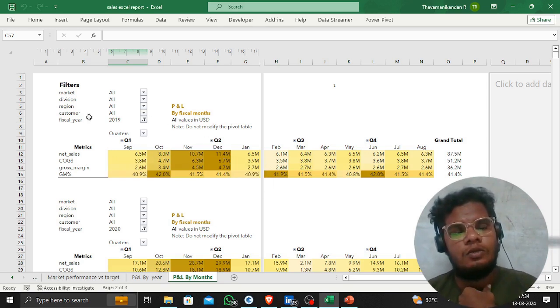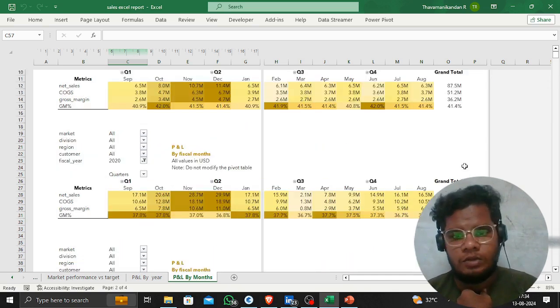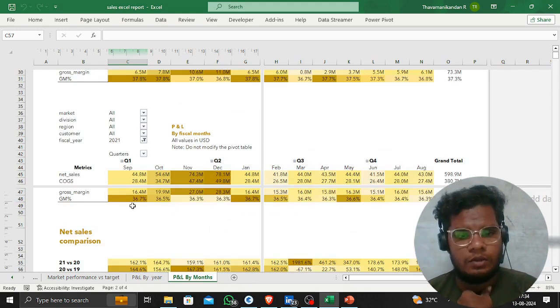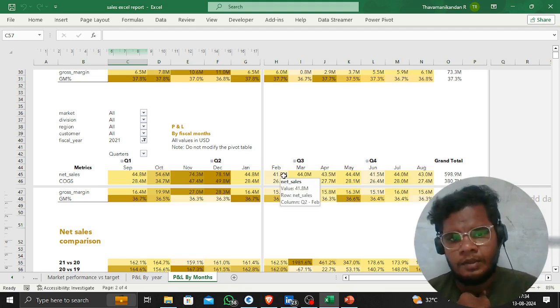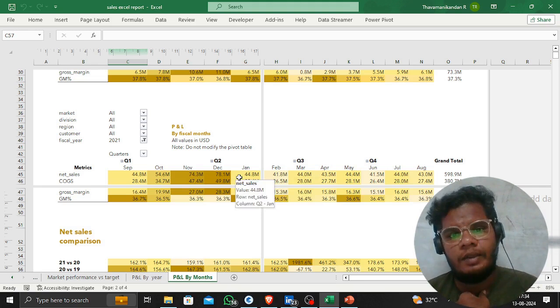Here it's the 2019 profit and loss statement, and this is 2020 and this is 2022. For example, we take 2021. In 2021, for the second quarter we see November month 74.3 million and December month 78. It's increasing, and after that it's decreasing. Here we have to identify why it's decreasing. There are a lot of reasons behind that.